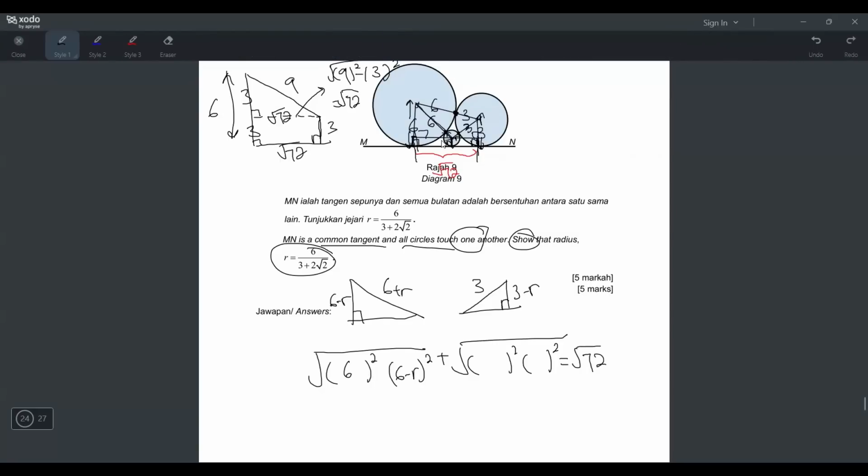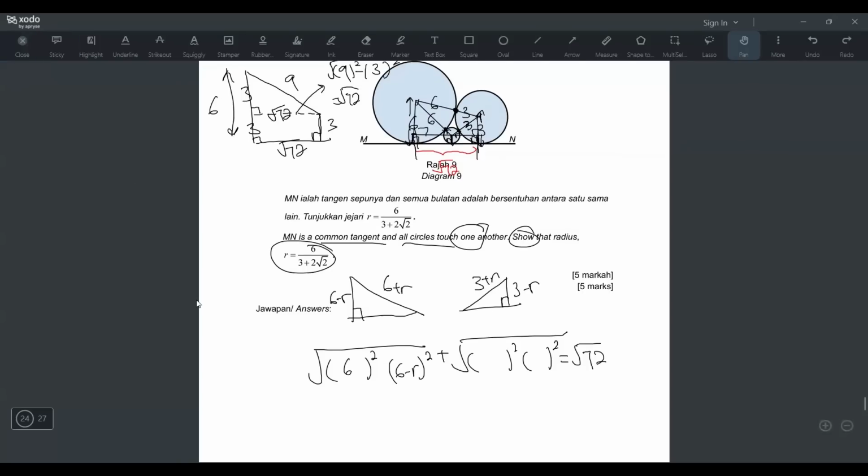So actually it's this triangle, right? So it should be 6 minus R here, 6 plus R here. Sorry, I terlepas pandang. So this one also I terlepas pandang. It's not 3 actually. 3 is only until here. If you want to form the right angle, it's actually until the center here, right? So it should be 3 plus the small bit here, which is 3 plus R, right? Okay, so this is 3 plus R actually.